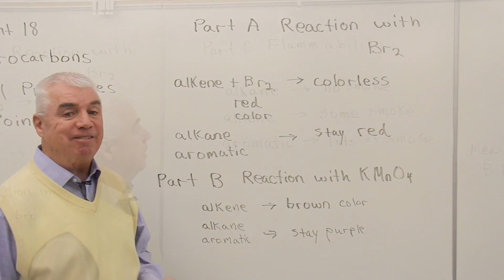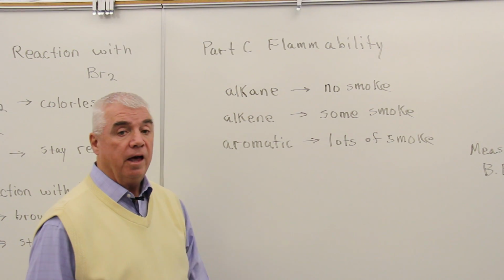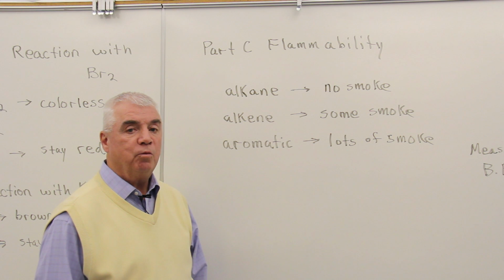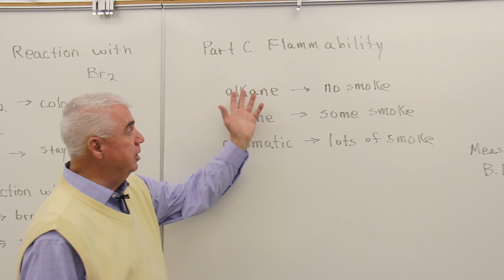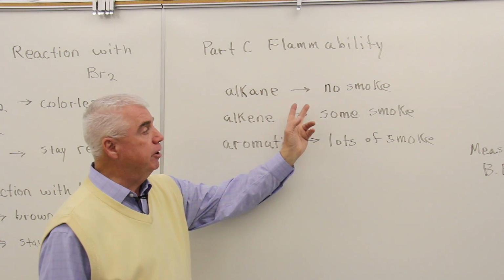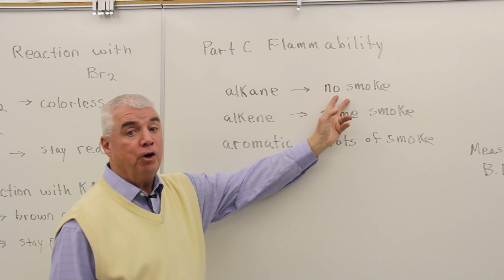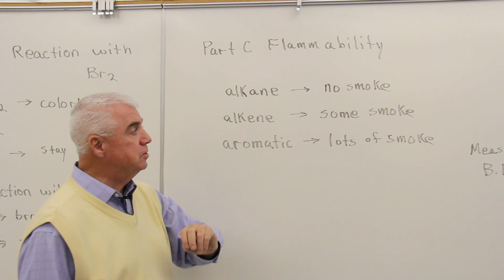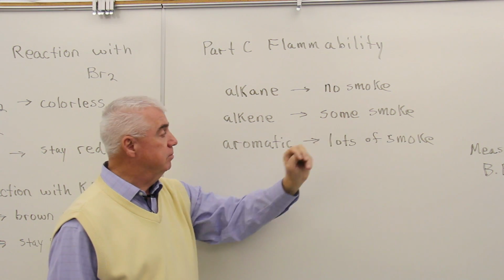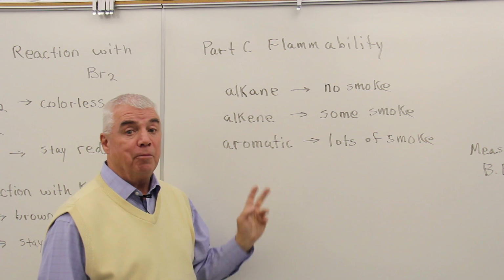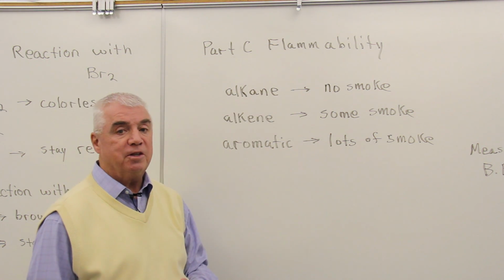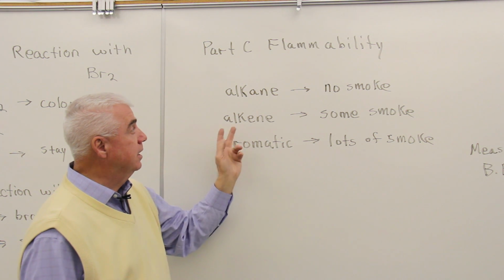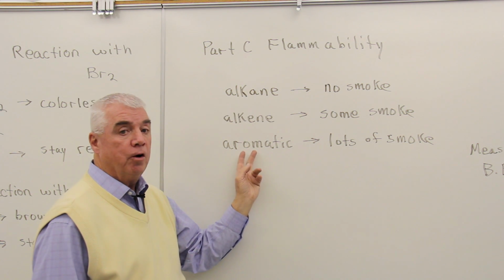Let's look at part C. When hydrocarbons are burned, we find that they give different amounts of smoke as one of the products. Alkanes burn very cleanly, and they give little or no smoke. Alkenes, a little more smoke, and aromatics give lots of smoke. And so this is the test that will help you decide if you've got an alkane or an aromatic.